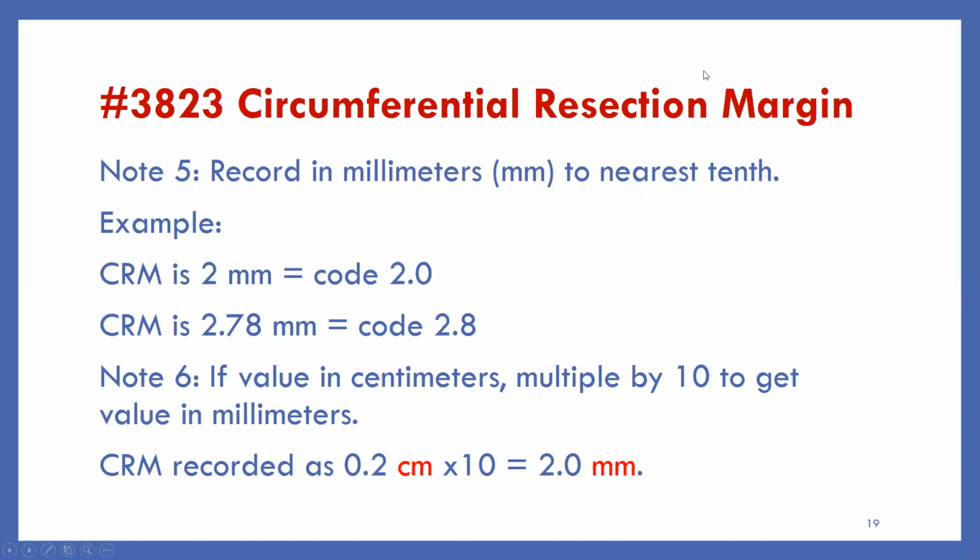We are recording this in millimeters to the nearest tenth. So if your CRM is 2 millimeters, your code would be 2.0. If your CRM is 2.78, you'll round up to 2.8. If they give you a CRM recorded in centimeters, so a 0.2 centimeter resection margin, you're going to take that times 10 and code 2.0 millimeters.